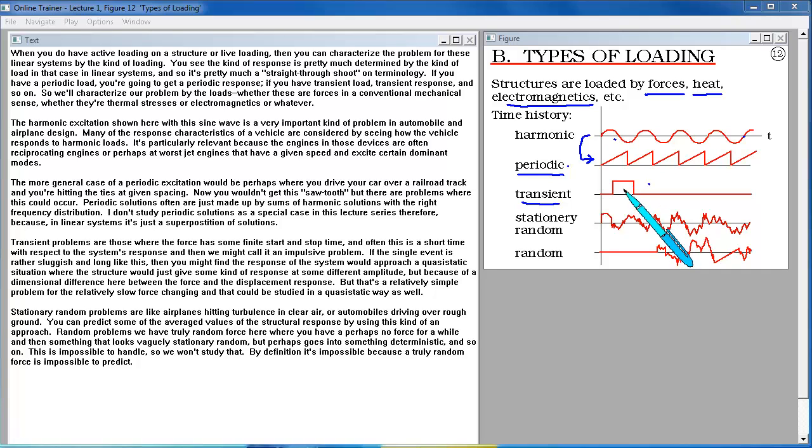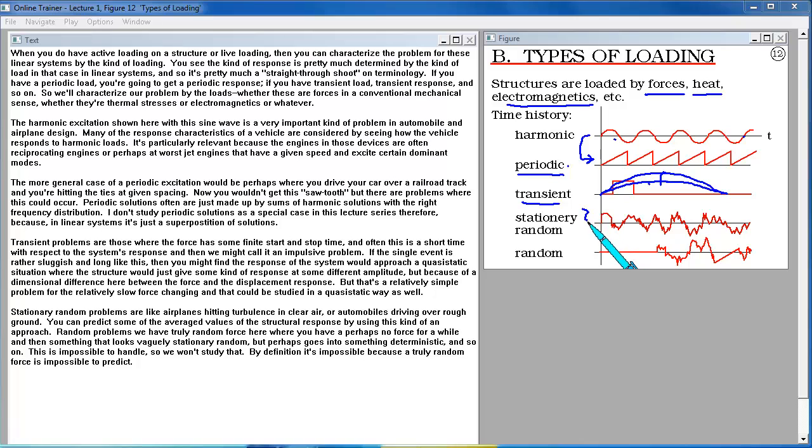Transient problems are those where the force has some finite start and stop time, and often this is a short time with respect to the system's response, and then we might call it an impulsive problem. If the single event is rather sluggish and long like this, then you might find the response of the system would approach a quasi-static situation where the structure would just give some kind of a response at some different amplitude, but because of a dimensional difference here between the force and the displacement response. But that's a relatively simple problem for the relatively slow force changing, and that could be studied in a quasi-static way as well.